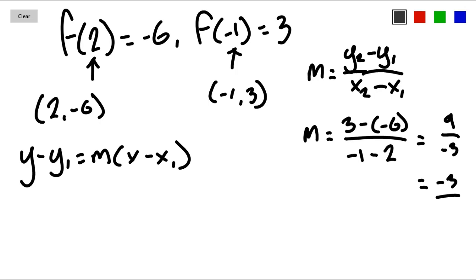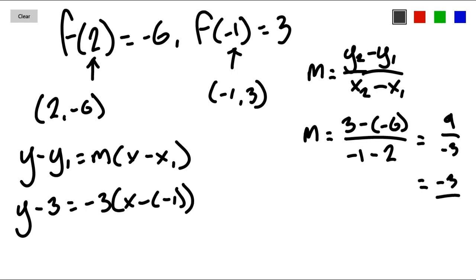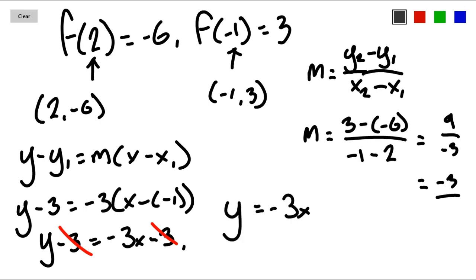When I plug these numbers in, I get y minus 3 is equal to -3 times x minus -1. When I work out the arithmetic, y minus 3 is equal to -3x. These negatives cancel, but I multiply by a -3, so I end up with a -3 in the end. And then the -3's on either side of the equation cancel. So I'm just left with y is equal to -3x. This is the equation of the line that is going to have these input-output values and pass through these points.